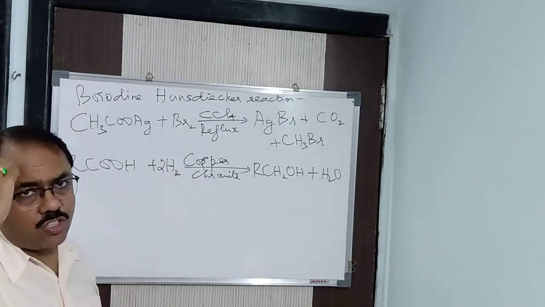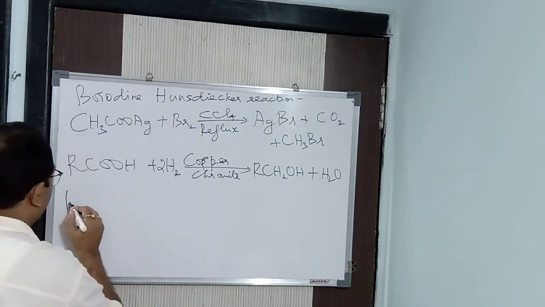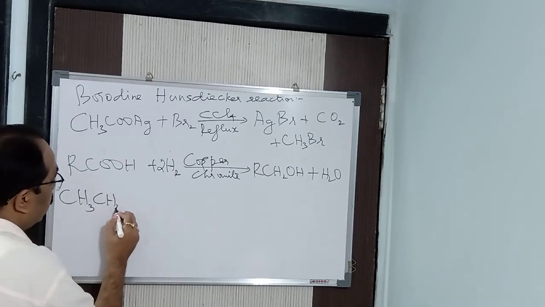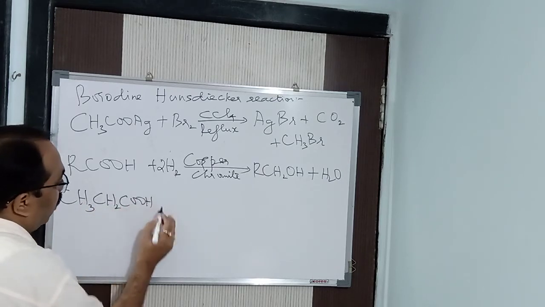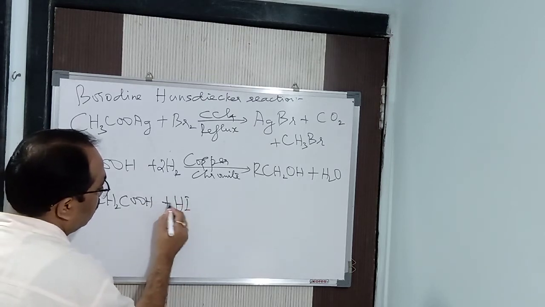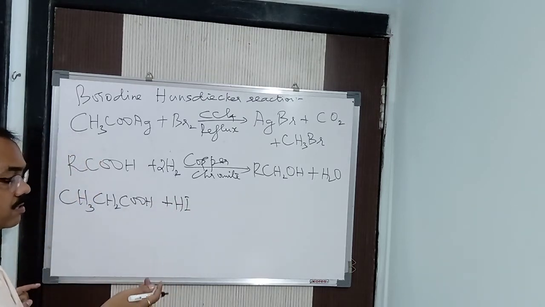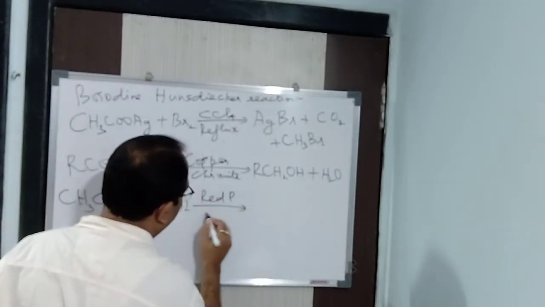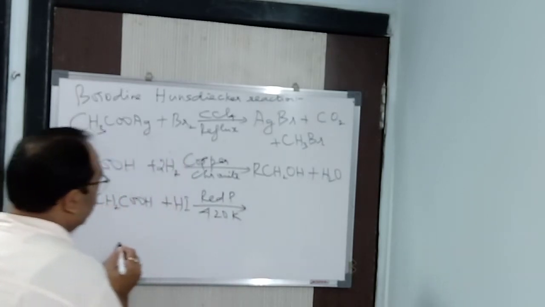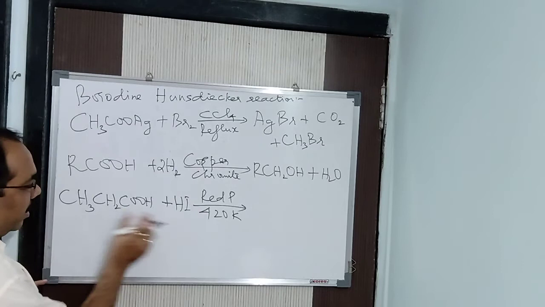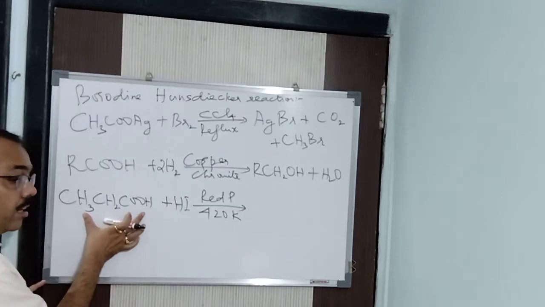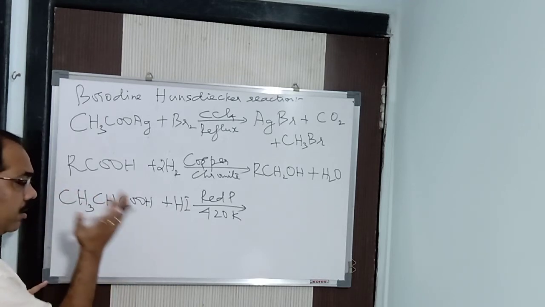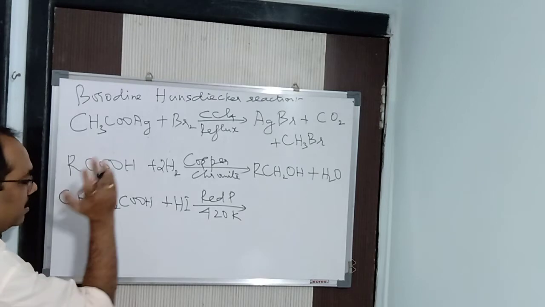Now if you are using a very strong reducing agent like HI, let me write a compound, CH3CH2COOH, propanoic acid. And I am using HI. HI is a very strong reducing agent, you know that. Among halogen acids, HI is a very strong reducing agent. And if you are taking HI, you need to take red phosphorus at 420 Kelvin. You will be heating it. It will reduce completely. That means acid will be reduced to aldehyde, aldehyde will reduce to alcohol, and alcohol will reduce to alkane. That is called completely.